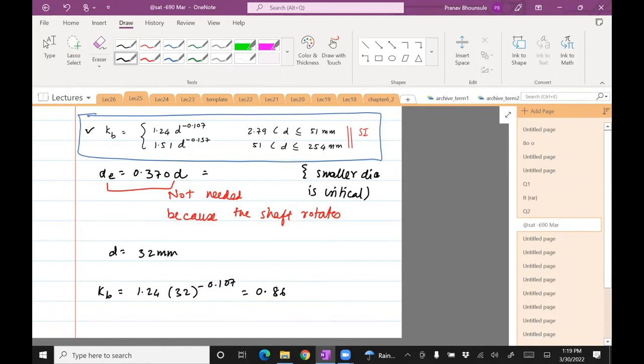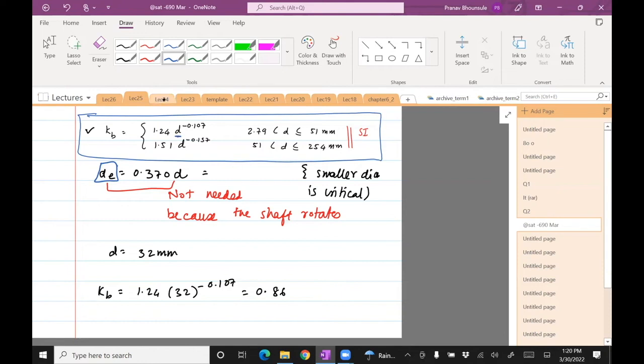So in case this was a non-rotating specimen, what you would do is you would take this DE and use this D in this equation. Okay, that's the thing. So you'll see that the diameter reduces because it's non-rotating. The rotation of a shaft doesn't matter, right? Okay, so got KB.